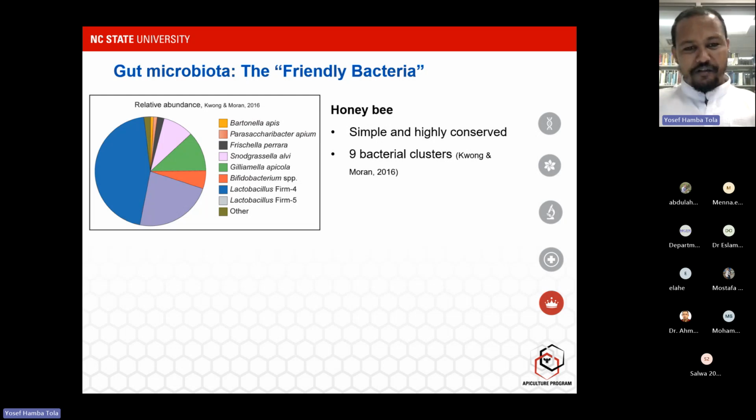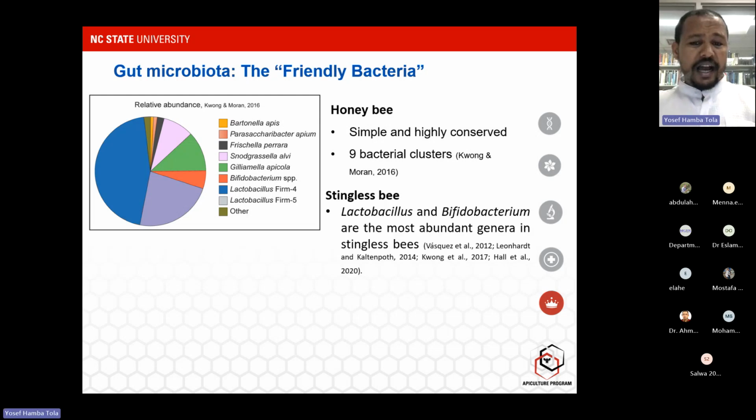And the other 4 species you may find in other species. So these 9 phylotypes, you can manipulate and play with them to study and to use the honeybee as a model. That's what makes honeybees special from other insects. These microbes are very simple and very highly conserved in honeybees. Not only in honeybees, also in stingless bees, the most dominant microbes are Lactobacillus and Bifidobacterium. They are the most abundant genera in stingless bees.